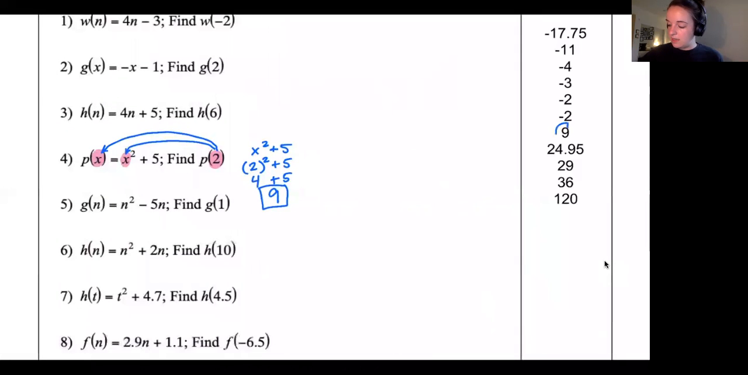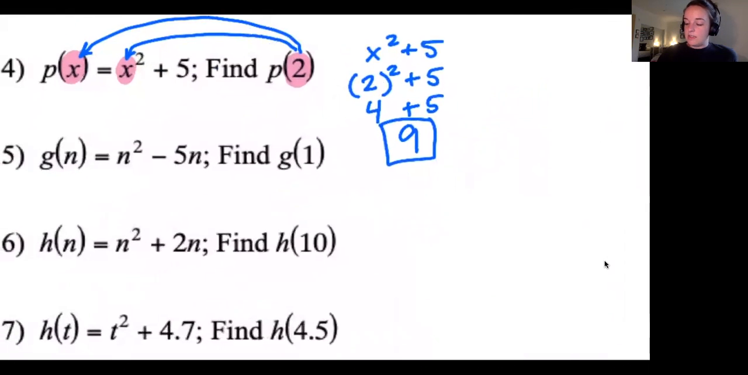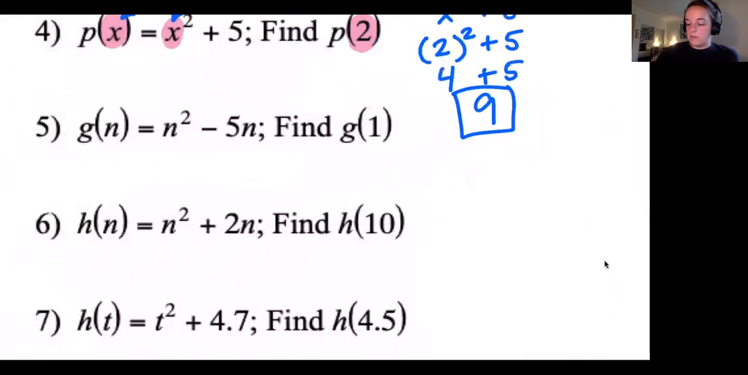I'm going to check my answer key. I see there's a 9, and cross that one out. For number 5, we see that there are 2 variables, right? So n is turning into 1, because we want g of 1. So we're going to put in 1 in both locations here.